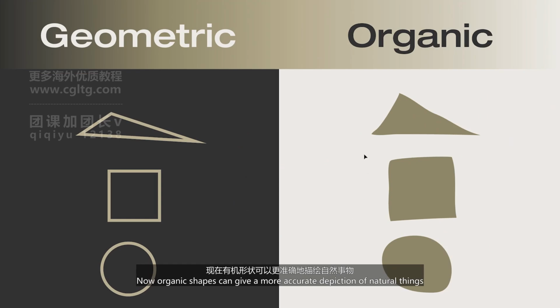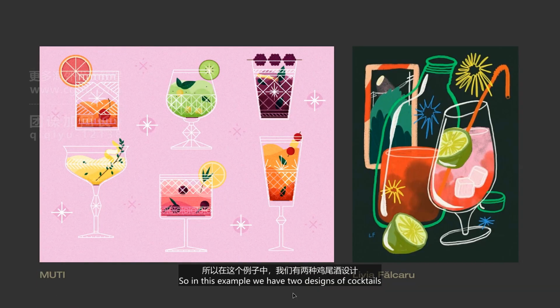Now, organic shapes can give a more accurate depiction of natural things, but they do definitely carry an emotion as well. So in this example, we have two designs of cocktails, one geometric and the other organic. And these are just about the two most extreme ends of that spectrum. Both, I think, are fantastic, both are great designs, but they do give a different energy. This one by Studio Muti is very refined, very stylish, not necessarily serious, but classy. This is what you might find at a posh cocktail bar.